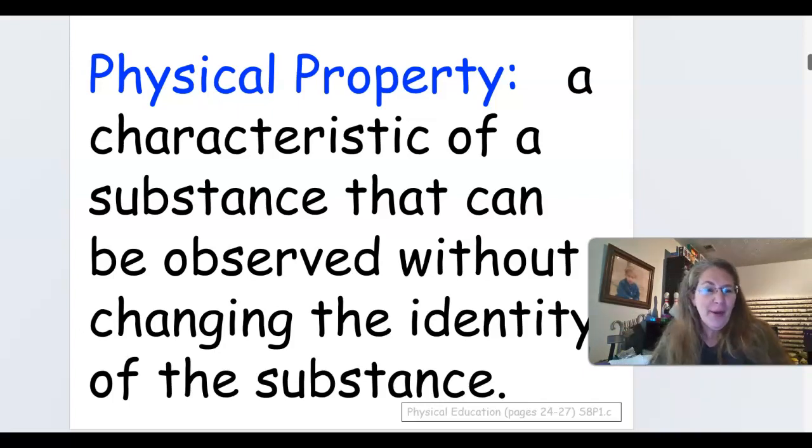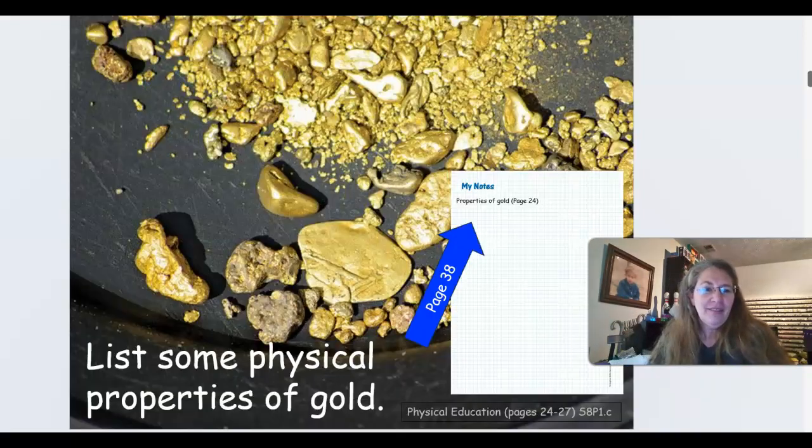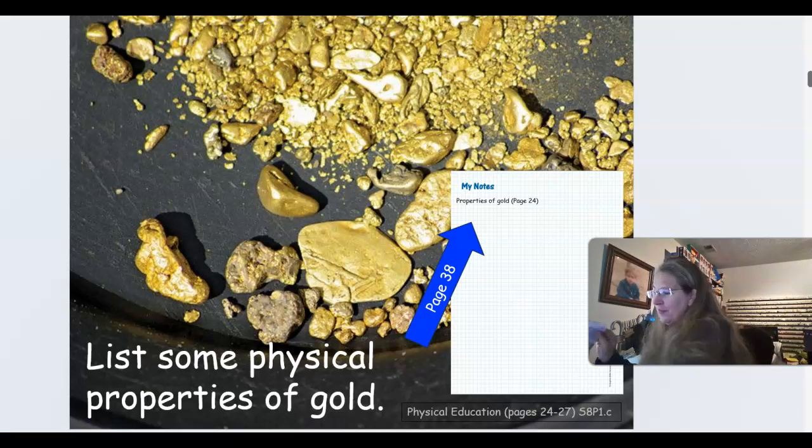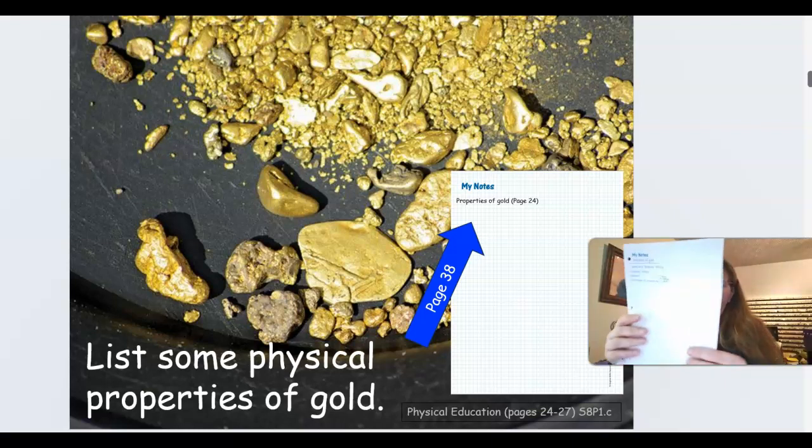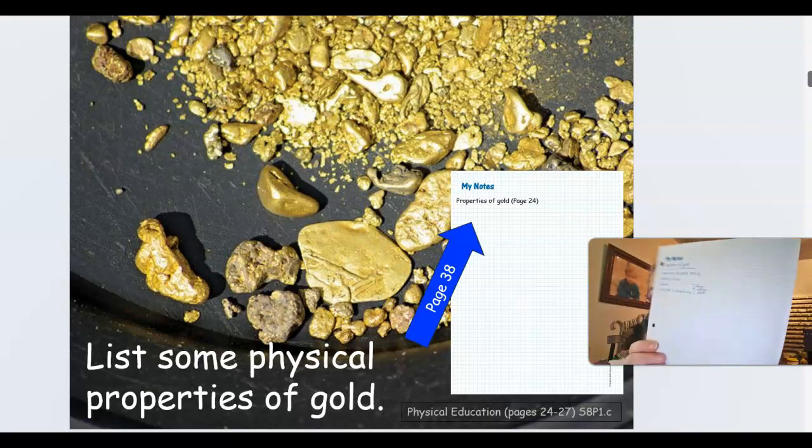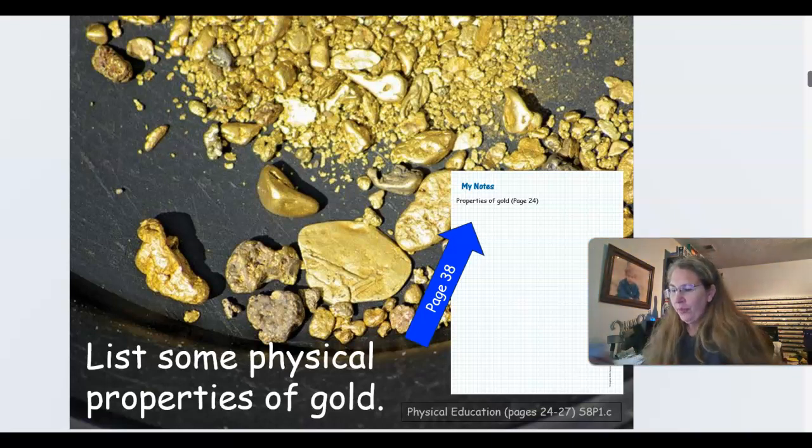Okay, so here we go. As you're reading on page 24, it talks about gold. And so I want you to go to the last page of this section, and it's page 38. I want you to list some properties of gold. As you're putting things on that back page as we go along, it's a good idea to give it a title and maybe the page number it's on, so that when you're reviewing for the unit or quiz or master check, you can easily understand what that is.